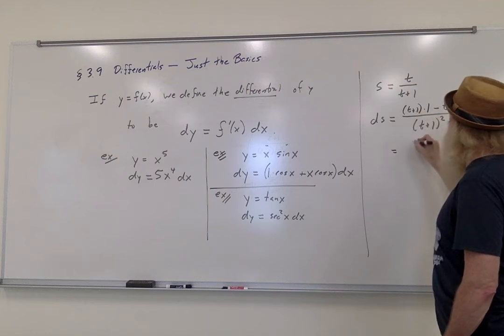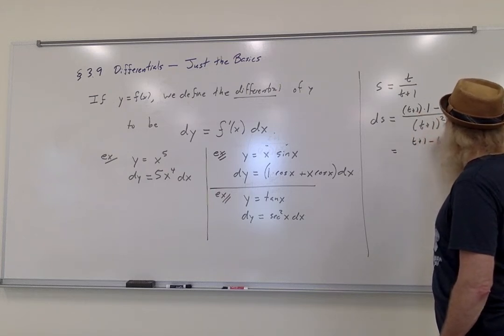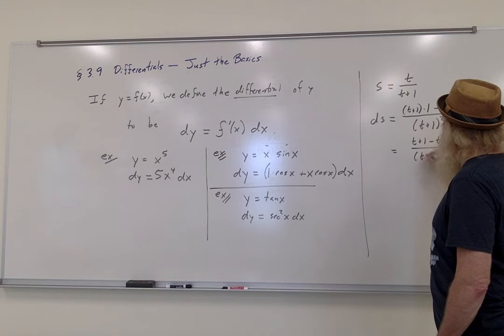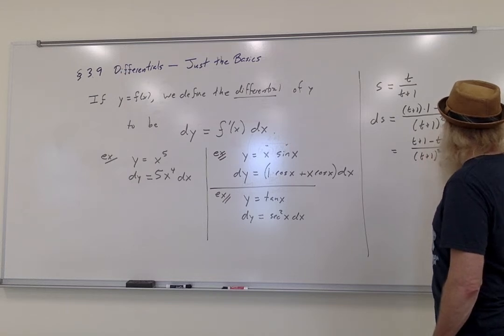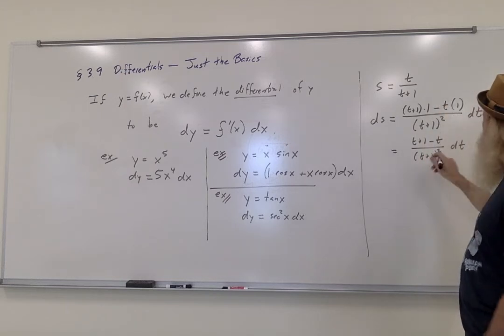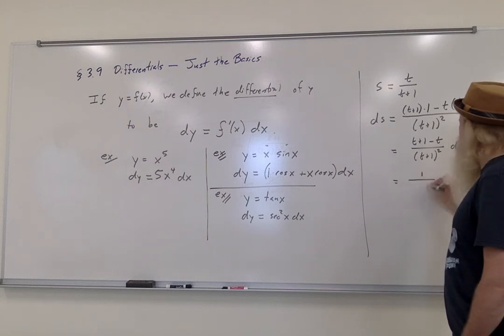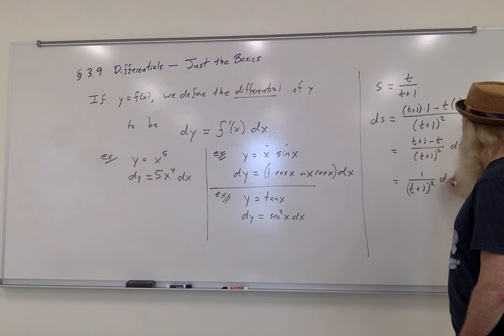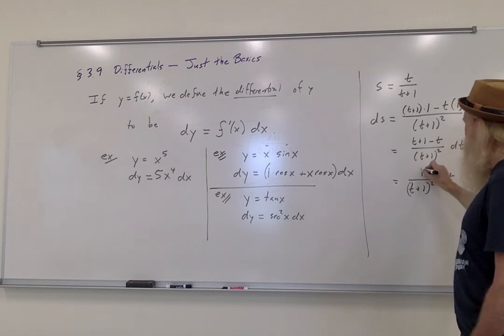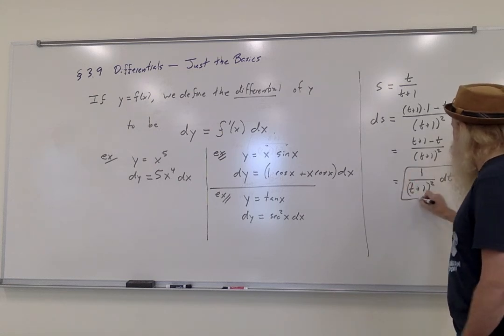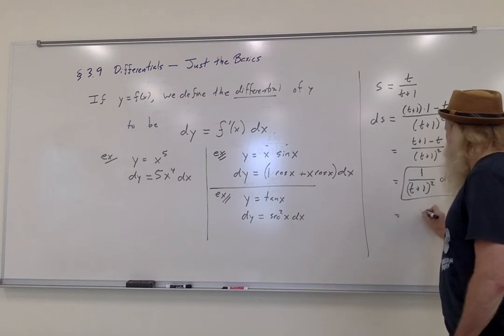Simplifying just a little bit, that's t plus 1 minus t over t plus 1 squared. The numerator simplifies to 1 over t plus 1 squared. This is a fine way to write the answer. Sometimes you'll also see it written with the dt in the numerator.